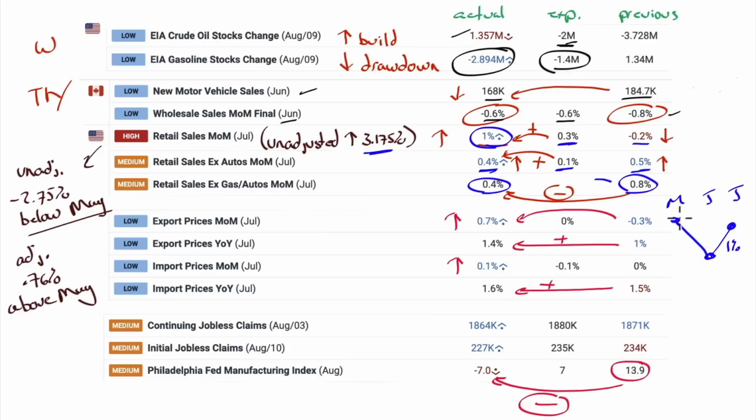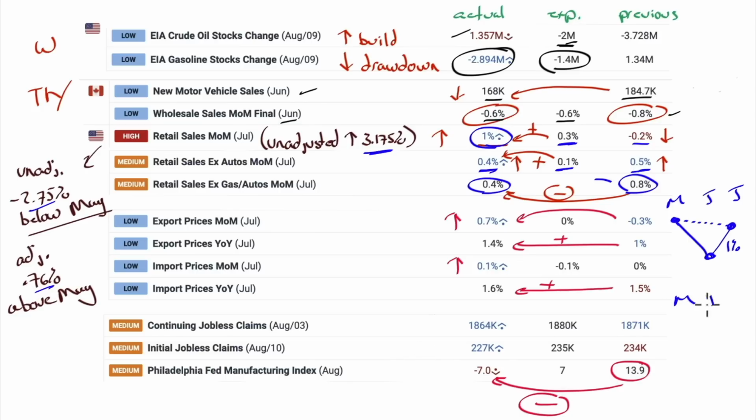However, on the unadjusted number, if you draw a straight line from May to July, July came in on an unadjusted basis 2.75% below May. Unadjusted means just add up the amount of money. Don't adjust for any seasonality, just add up the amount of money. If we adjust it based on seasonality, it is 0.76 above May.